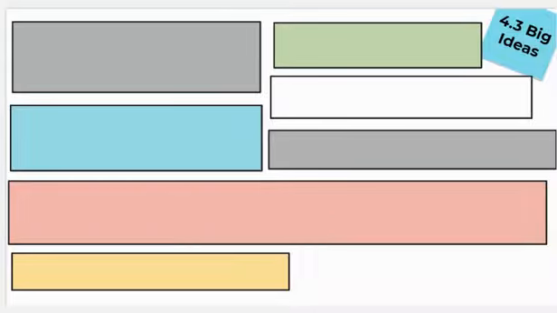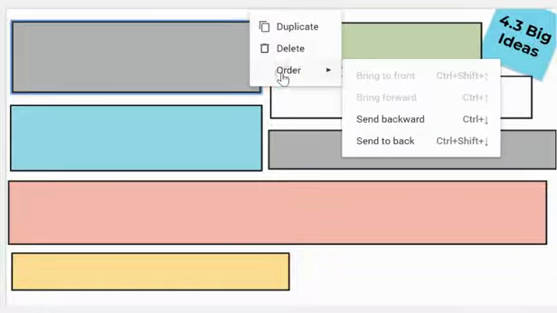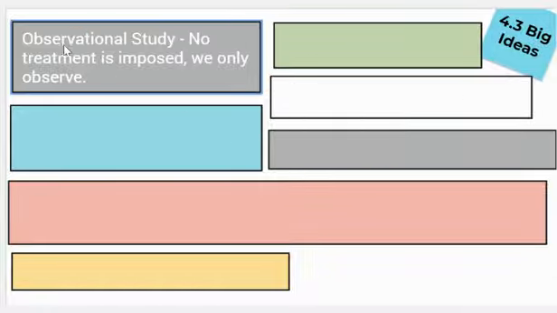In this video, we're going to be looking at the big ideas for section 4.3, and it's really filled with a lot of terms, so get ready to write down a bunch of definitions. Let's start off with this first one, which would be an observational study. In an observational study, there's no treatment that is imposed. We just observe. There's no treatment being forced upon the test subjects. So that would be an observational study.